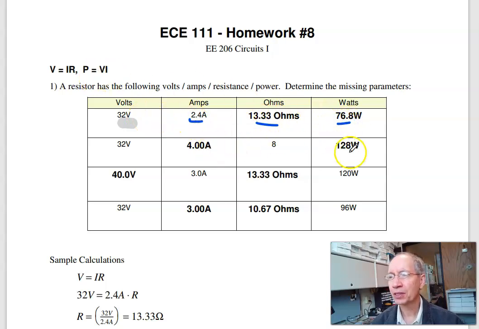If I know the amps and the watts, watts divided by amps gives you volts. Volts divided by amps gives you ohms. Given volts and ohms, volts over ohms gives you amps, volts times amps gives you watts. And given amps and ohms, ohms times amps gives you volts, volts times amps is watts. So given any two, I can find the rest.